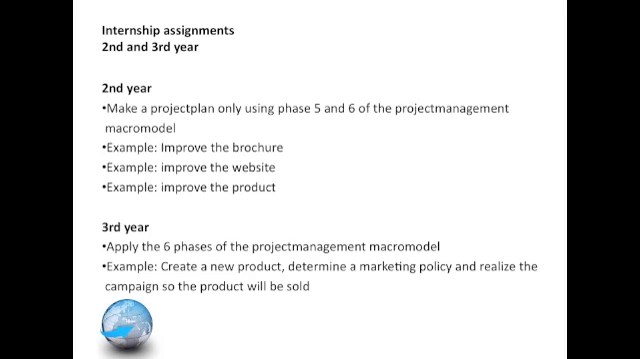Of course, there is a difference between internship second year and third year. In the second year, you make a project plan only using phase 5 and 6 of the project management macro model. Example, improve a brochure, or improve the website of an organization, or improve the product. In the third year, the goal is that you apply the 6 phases of the project management macro model. Example, create a new product, determine a marketing policy and realize the campaign so you will sell the product. There's a big difference. The third year will demand much more than the second year.